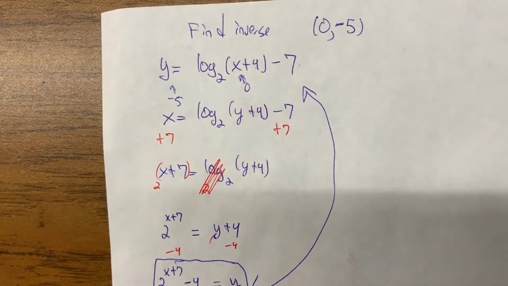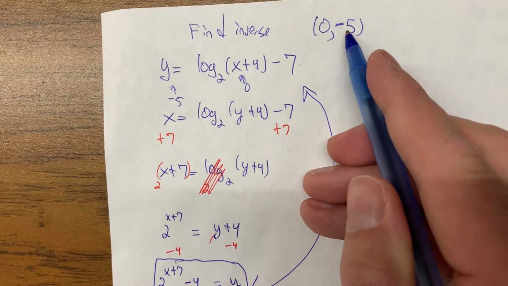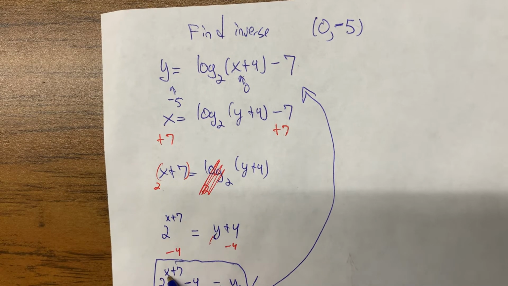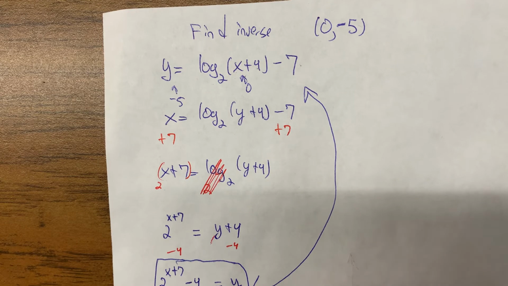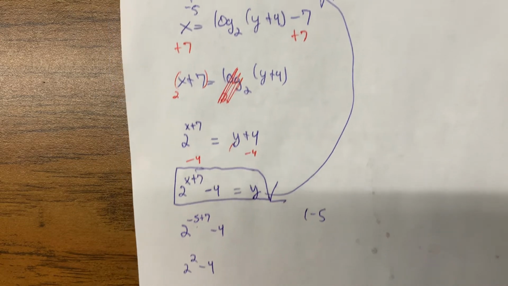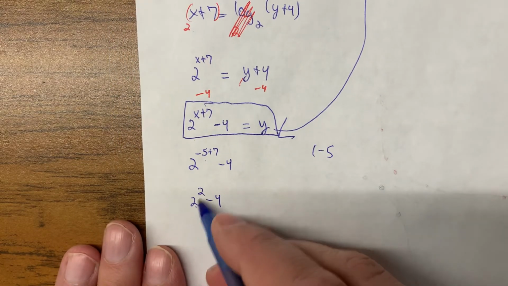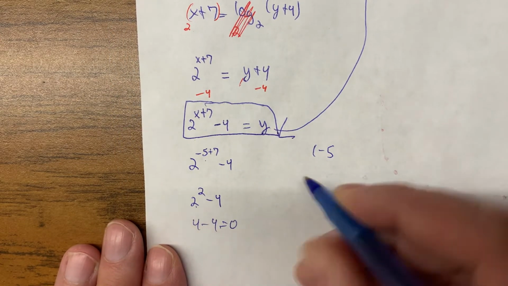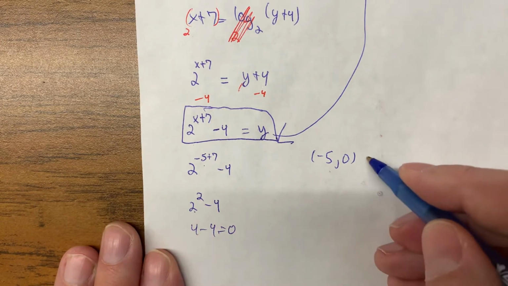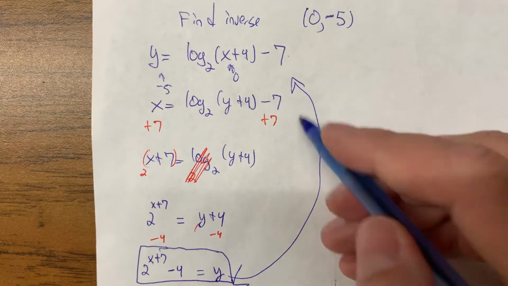And that means that in this function, when I put in negative 5, I should get out 0. Let's check. We'll put in negative 5 for x. Negative 5 plus 7 is 2. And 2 squared is 4. 4 minus 4 is 0. So when we put in negative 5 for x, we get out 0 for y. Notice that the x's and y's were switched.